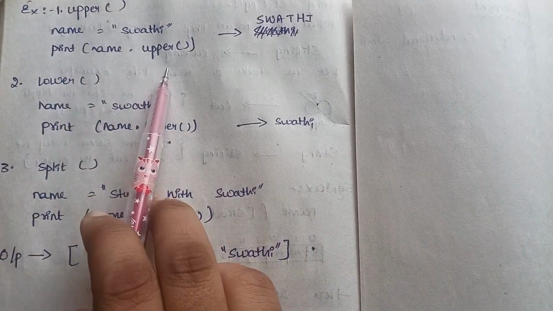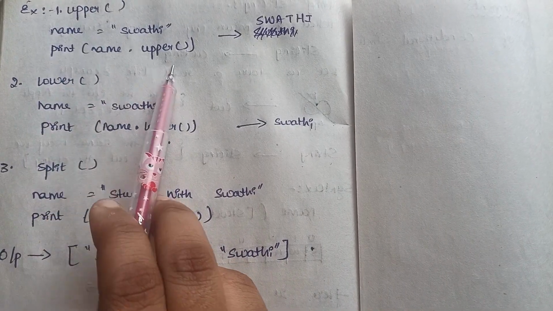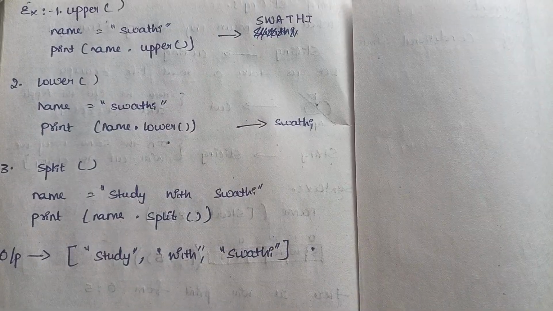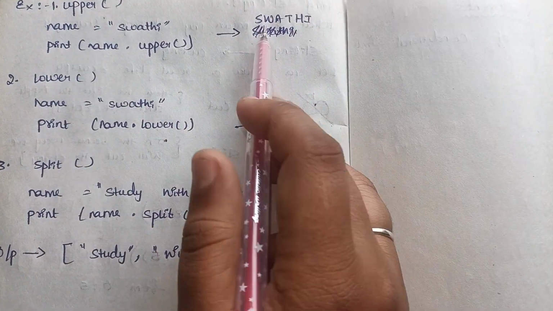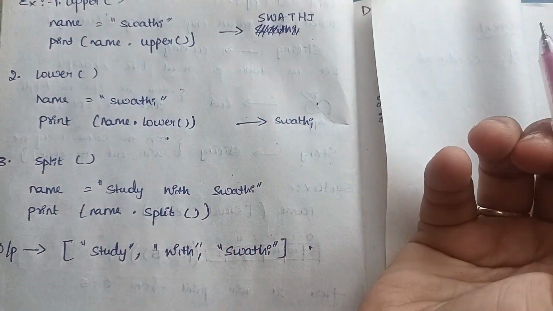So I am taking name as Swati and I am saying print name dot upper. I am giving the name Swati and I am getting SWATI. So it is printed in capital letters, so it is uppercase.